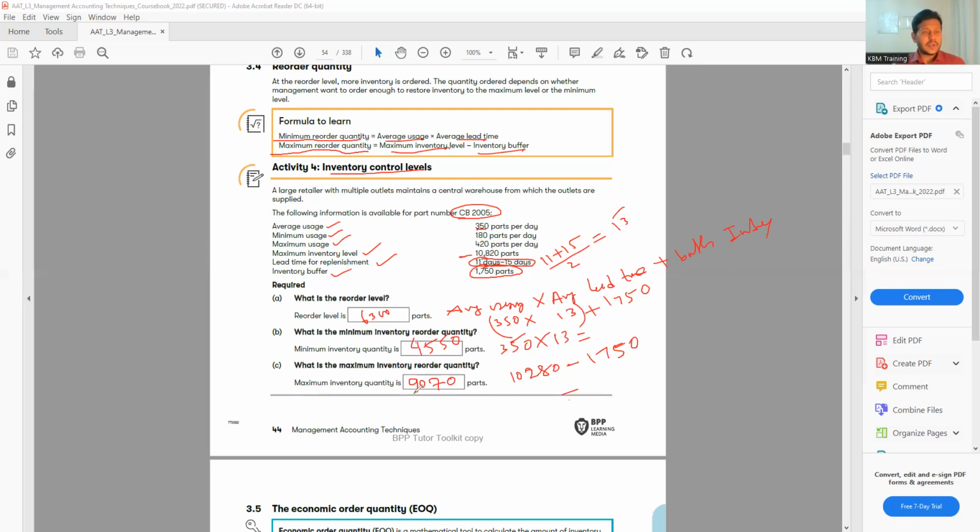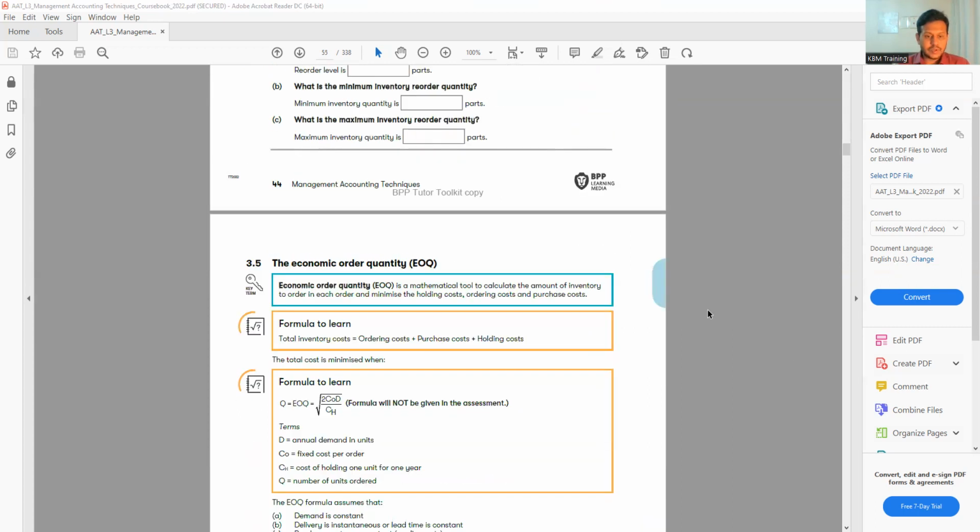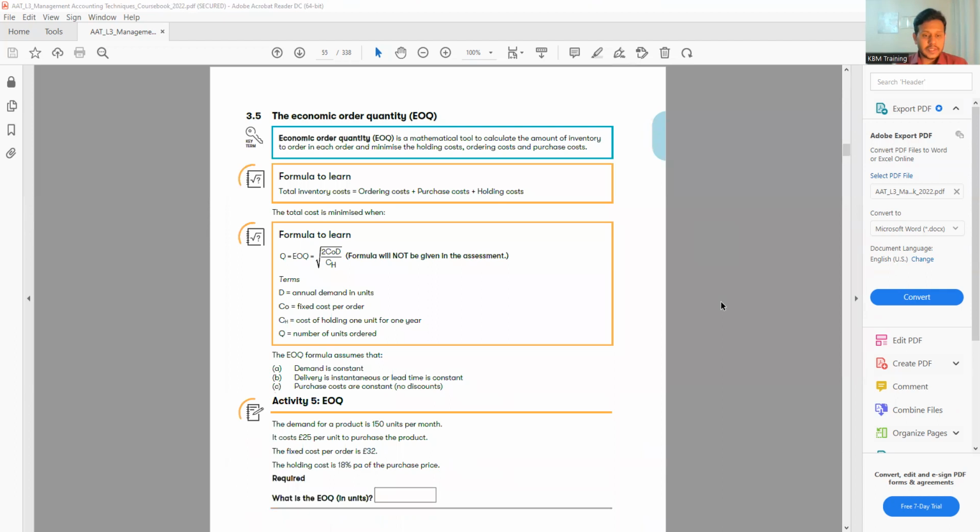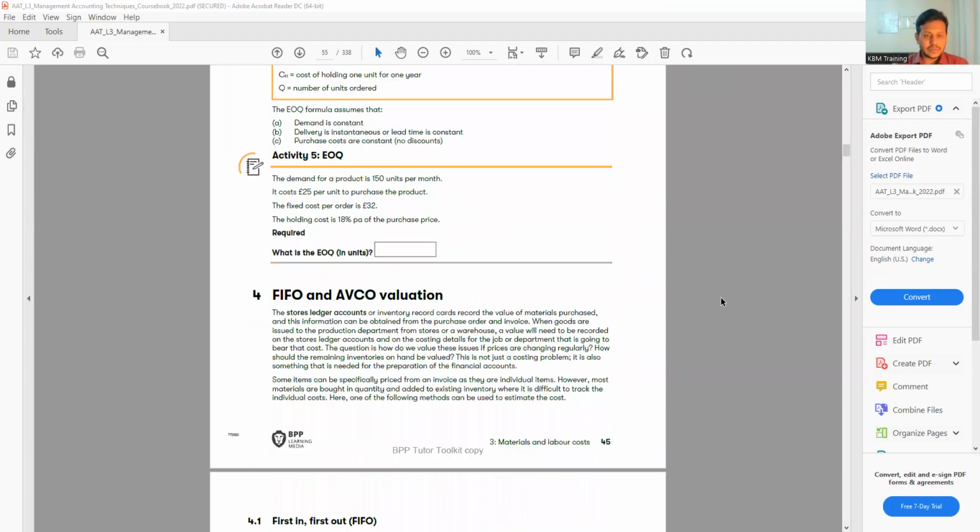And this is just the formula you have to use. There is nothing to understand. And this will not be very common in the exam. It never comes in the exam. All right, so let's have a look. The next one, the EOQ, is quite common in the exam, so we need to understand how it works.